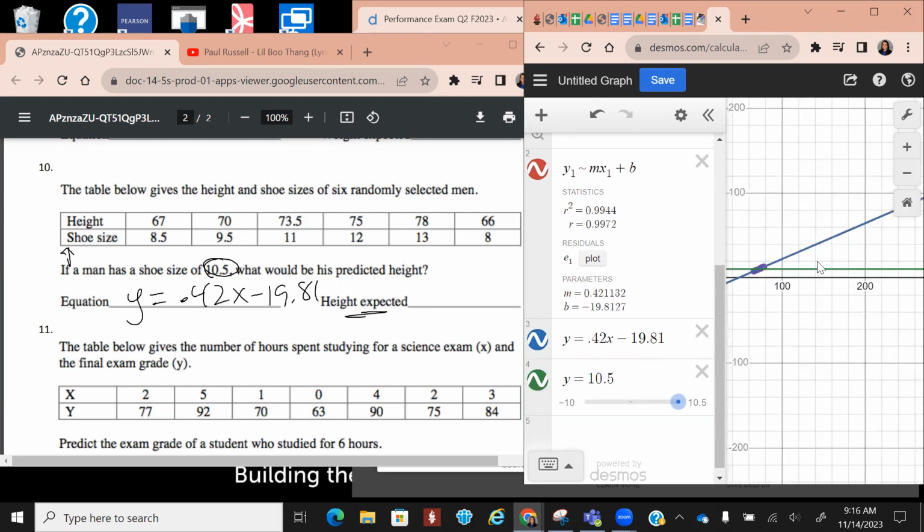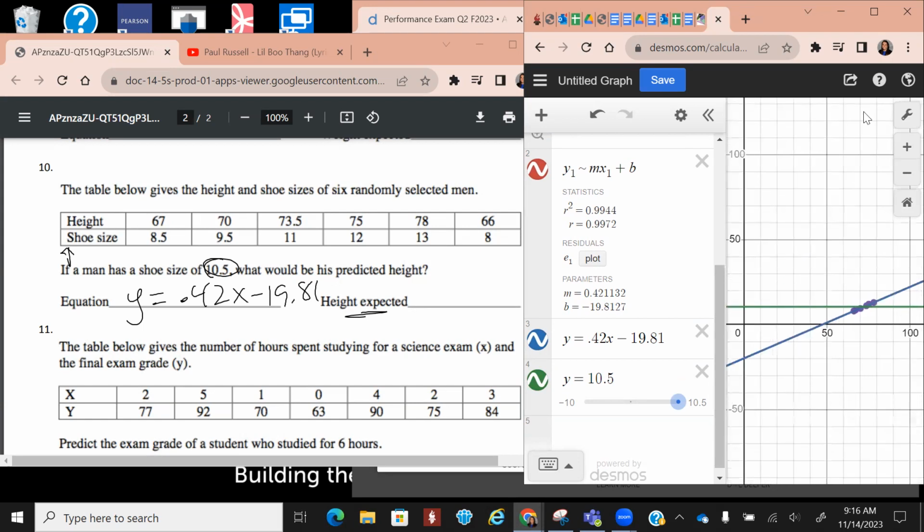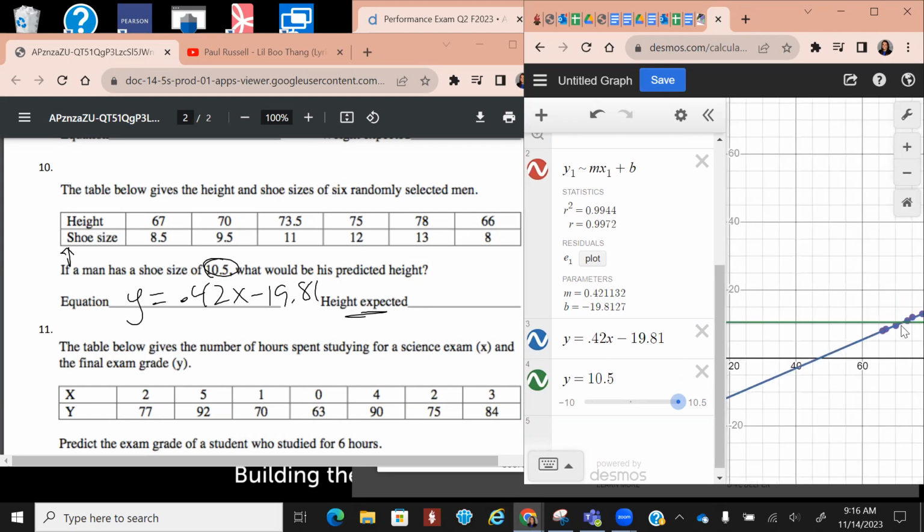Okay, pull this up. We'll have a good zoom in. They would cross at 73.5.